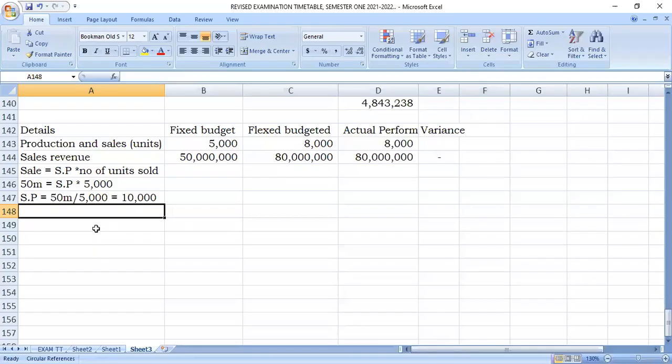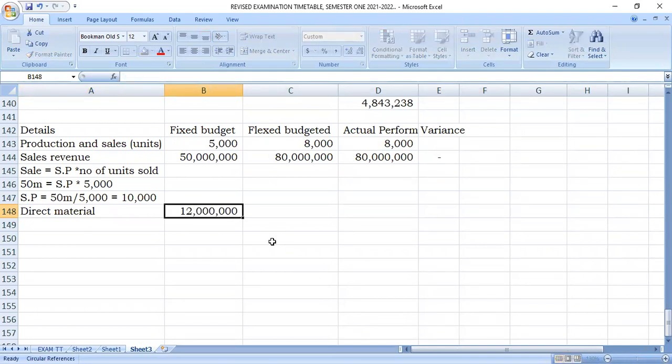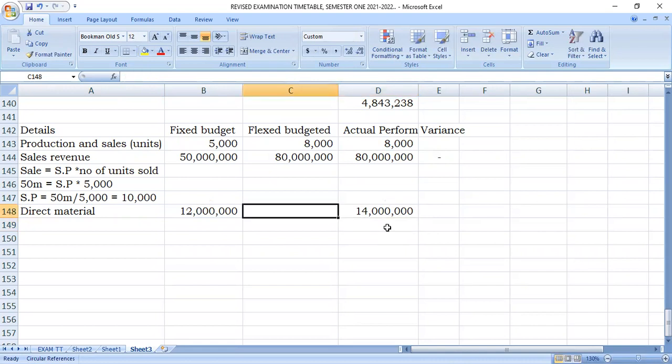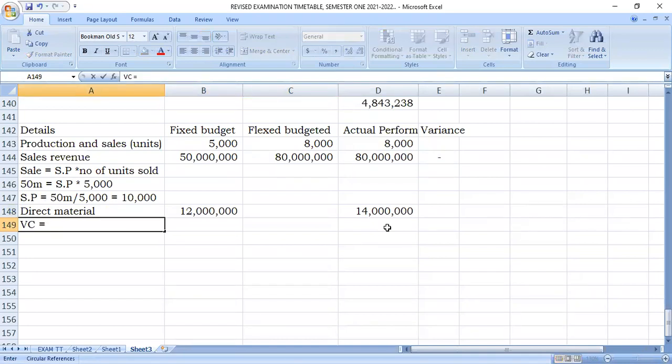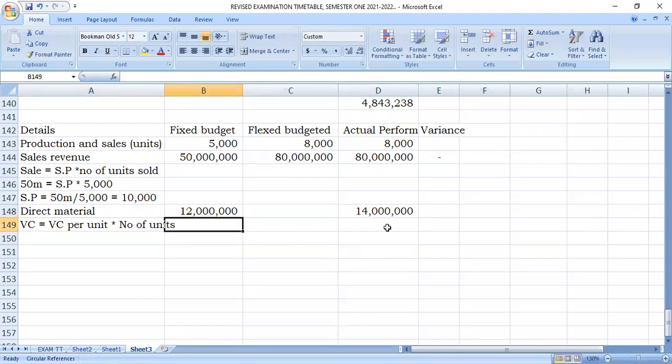Direct material, we're saying it's variable in nature. Under the fixed budget, it was 12 million. Then for actual, it is 14 million. So ask ourselves, under flexible budget, what is the value? Because it's variable, the variable cost is given by variable cost per unit times the number of units. So automatically, the variable cost per unit for direct material must be 12 million divided by 5,000.